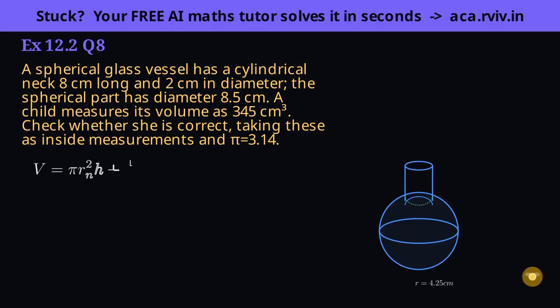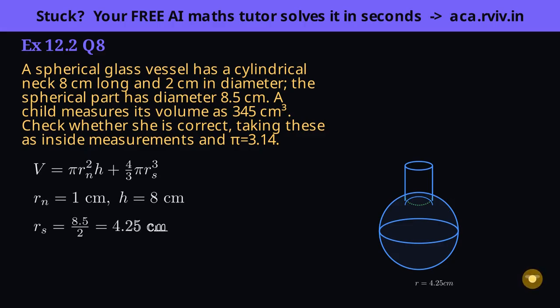The flask is a cylindrical neck plus a spherical bulb, a full sphere this time, not a hemisphere. So the true volume is pi r squared h for the neck plus 4/3 pi r cubed for the sphere. Two different radii here, so keep them apart. The neck's diameter is 2, so its radius is 1, and its length is 8. The spherical part's diameter is 8.5, so its radius is 4.25, much fatter than the neck, which is why the bulb dominates the volume.